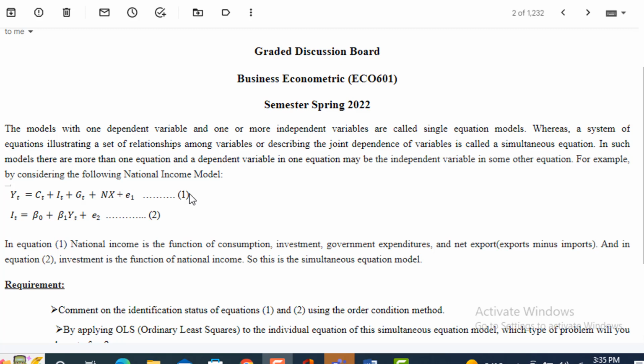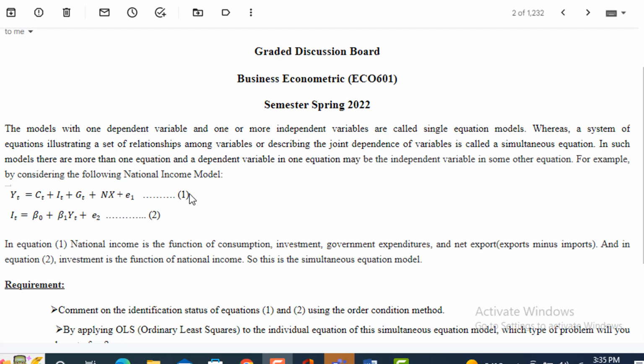The model with one dependent variable and one or more independent variables is called a single equation model, whereas a system of equations stating a set of relationships among variables or describing the joint dependence of variables is called a simultaneous equation. In such a model, there is more than one equation, and a dependent variable in one equation may be the independent variable in some other equation, for example, by considering the following national income model.